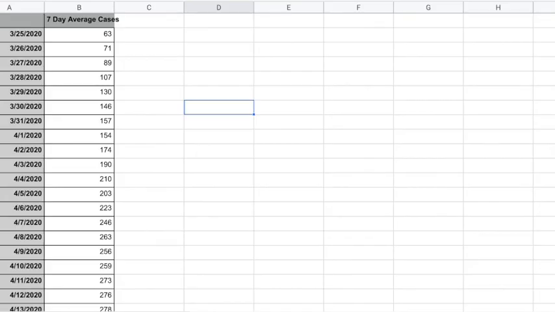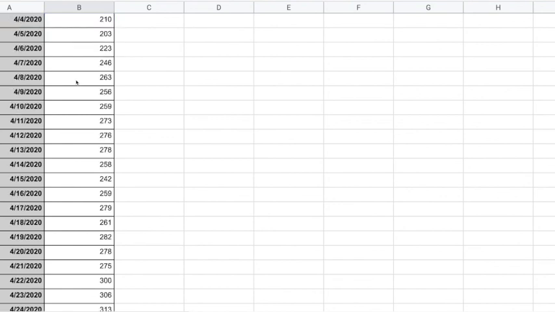I opened up a Google Sheet and I went to the News Observer website and I downloaded the data they had for the 7-day average number of cases per day. When I look at this first number, 63, this is based on the 7 days before this, so 318. So it would add 318 through 325, add all those numbers together and divide by 7, and the answer was 63. So you'll notice that the numbers are going up. That's not a good sign, but they're not going up drastically.